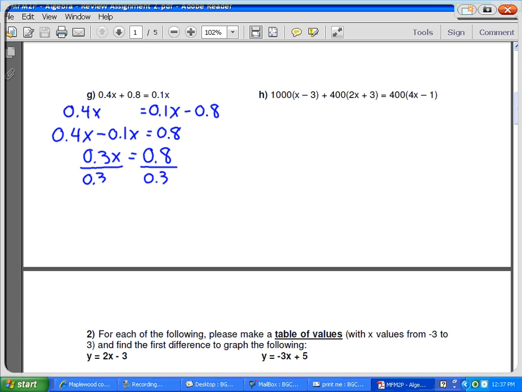What's 0.8 divided by 0.3? Kayla, did you get that? 0.8 divided by 0.3? Can you do that for me? You're right, but yeah, 2.666. And if you want to leave it as a fraction, that's fine too. I think I'm going to move on to H, and then we're going to move back because H looks frightening.